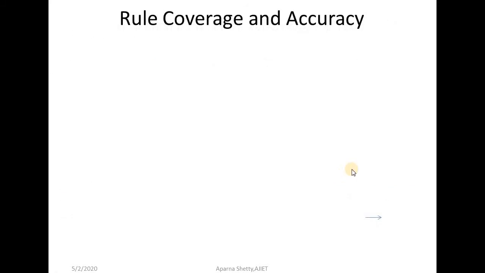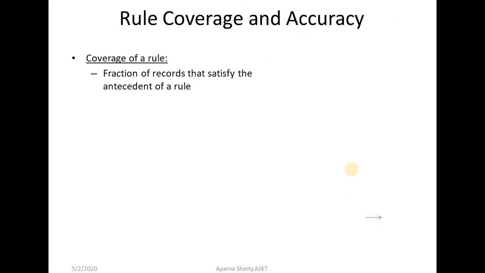Next, rule coverage and accuracy. Okay, first metric. Now, the quality of a rule, whether a rule classifier is good or not. Okay, in order to test the quality of that rule set, we have two metrics. Okay, first one is rule coverage and the second one is accuracy. Okay, first one, coverage of a rule. Fraction of records that satisfy the antecedent of the rule is called as coverage of a rule.